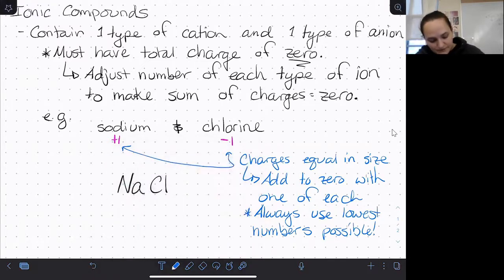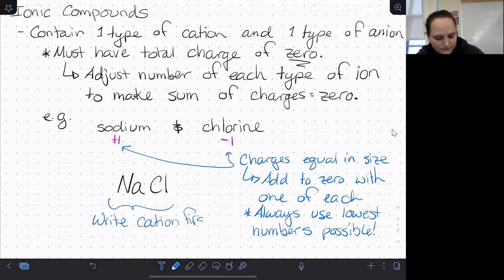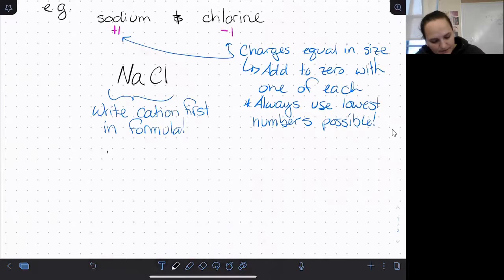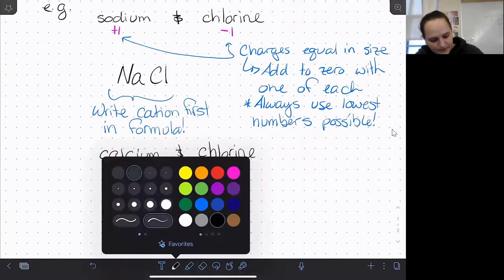By convention, we always write the cation first. So whatever is written first is going to be the thing with the positive charge, which is generally going to be your metal. So let's look at a slightly more complicated example. How about, what formula do we get when we combine calcium and chlorine? So same anion, different cation.